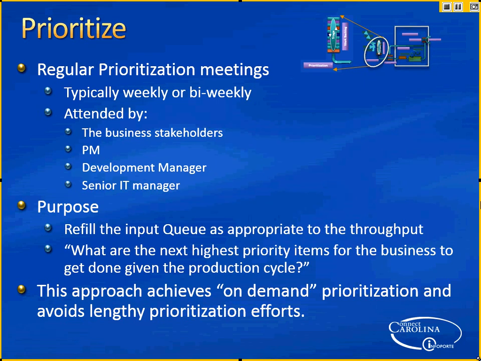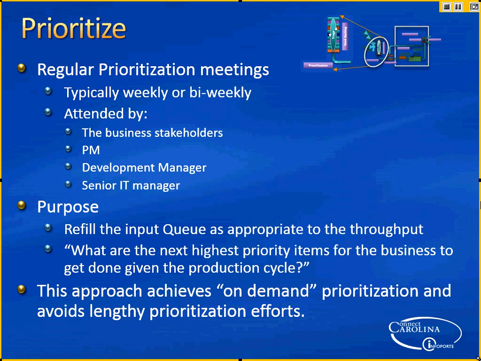So again, the business stakeholders, the PM, the development manager, and senior IT managers, right? Those are the people who sit there, but the big players in it are the business stakeholders. The others are really supporting actors, answering questions the business folks might have about getting the work done and the implications of it. And the goal is to refill the input queue to the volume that is appropriate given the current throughput of the team.